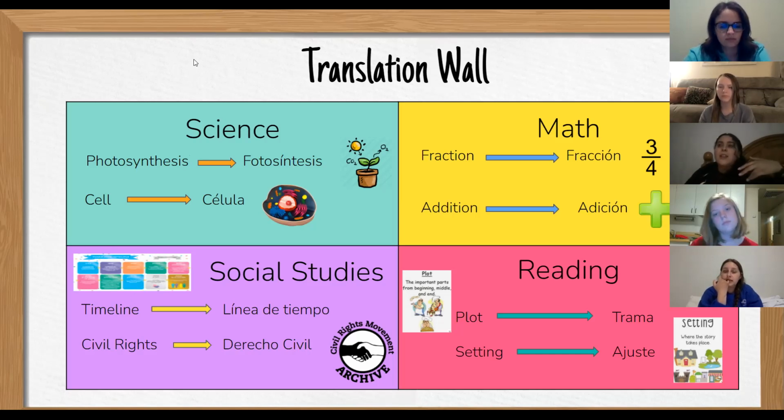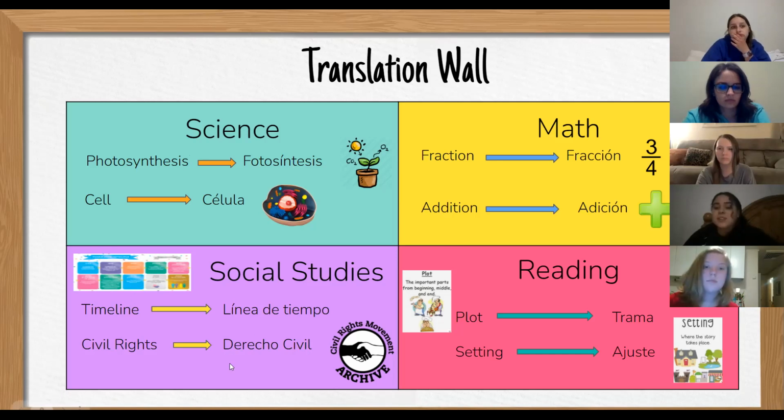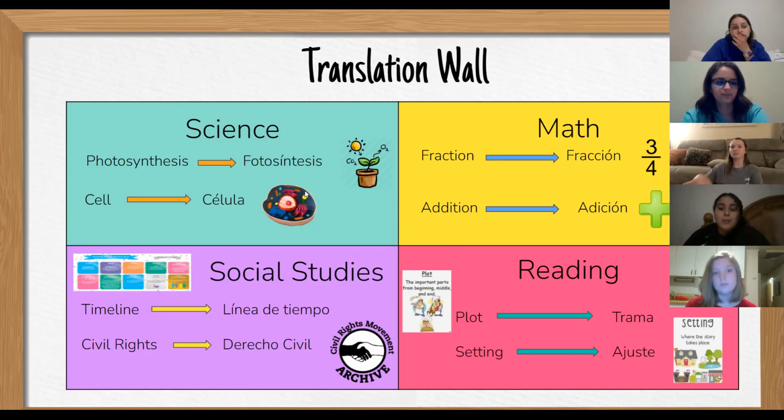So they can make it a routine to access that wall. It's there for them to help them understand the content, or even to request things. This can even include a translation wall with words like baño, or restroom, cafeteria, office, terms that they would use in school or to communicate with friends.